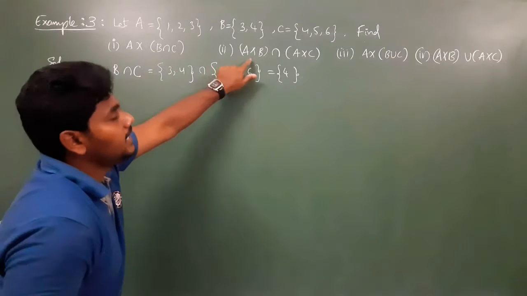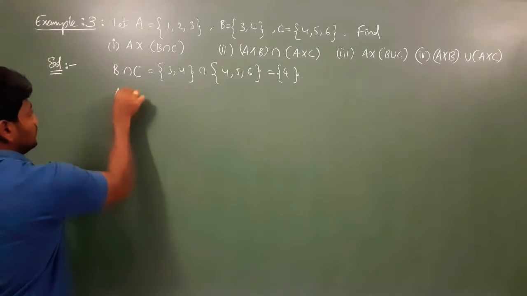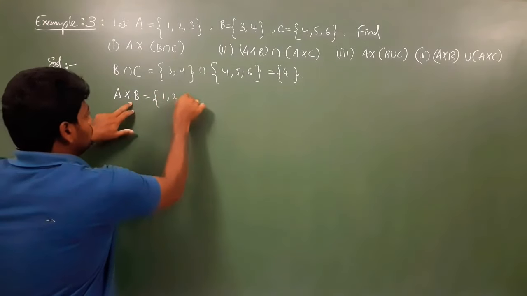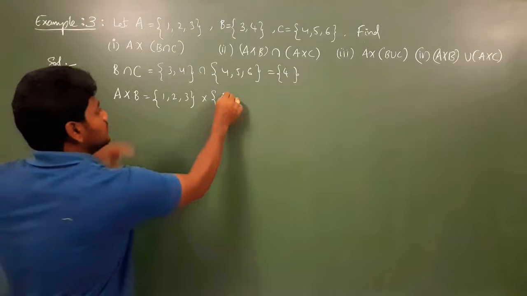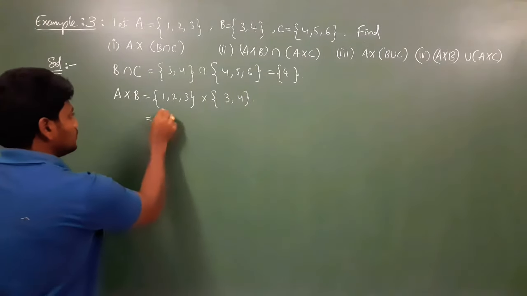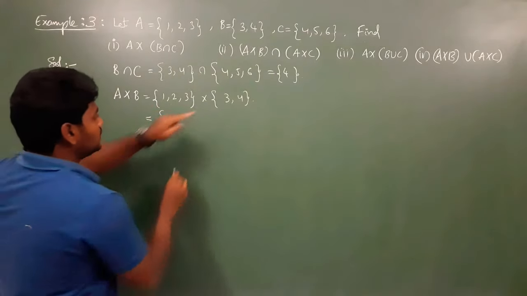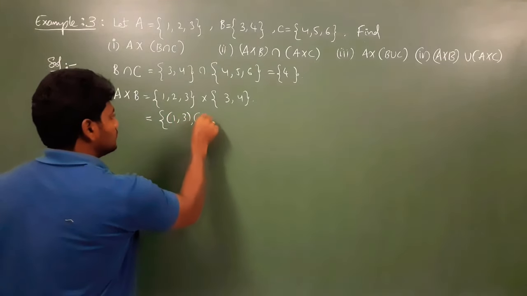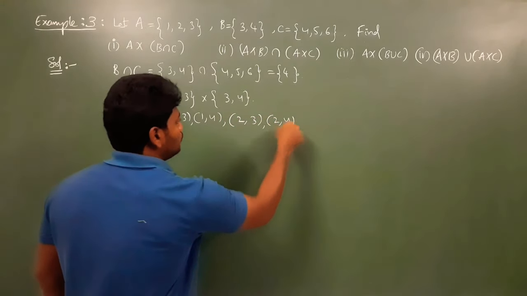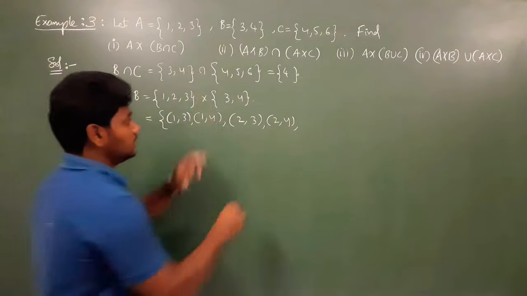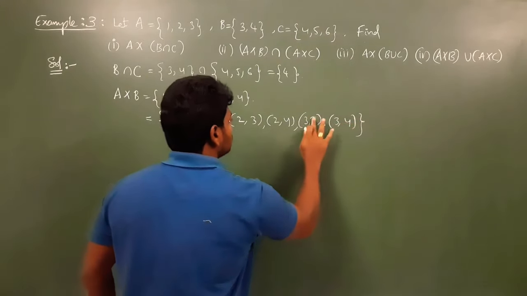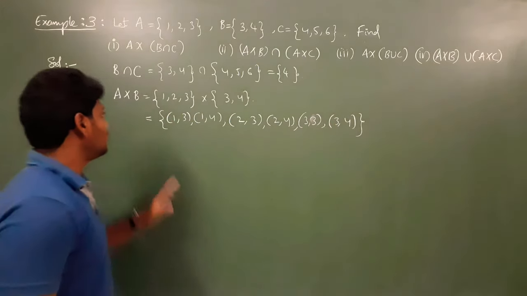Next, I will find A cross B. What is A cross B? What is A? 1, 2, 3. What is B? 3, 4. Now, what is A cross B from this? I know you can do it easily. 1, 3. Next, 1, 4. Next, 2, 3. 2, 4. Next, with 3: 3, 3 and 3, 4. This is A cross B.